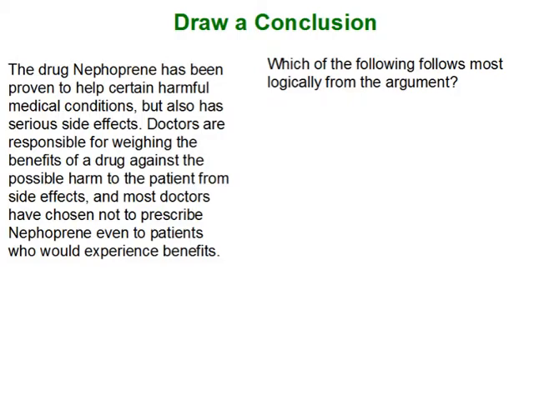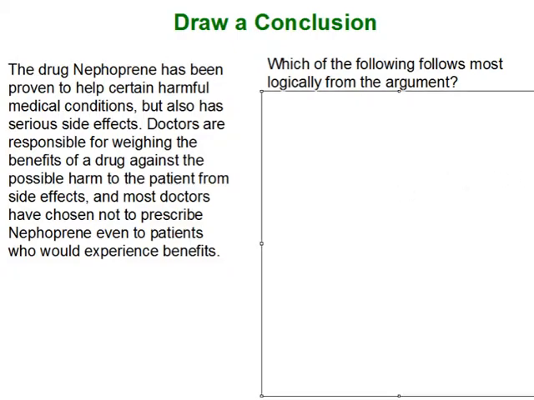And once you've taken a moment to do that, let's just think about it one more time explicitly. The drug has benefits and side effects. Doctors are the ones responsible for weighing those benefits and side effects. And most doctors have chosen not to prescribe this particular drug. What conclusion does this lead us to draw? And can we recognize it in the choices? I'll give you 30 seconds.